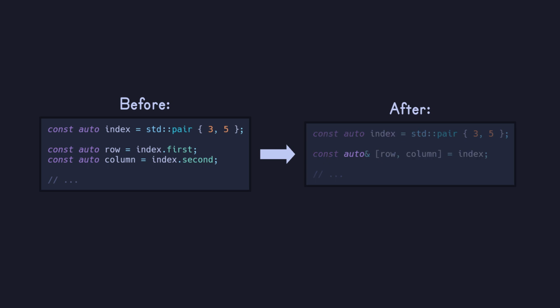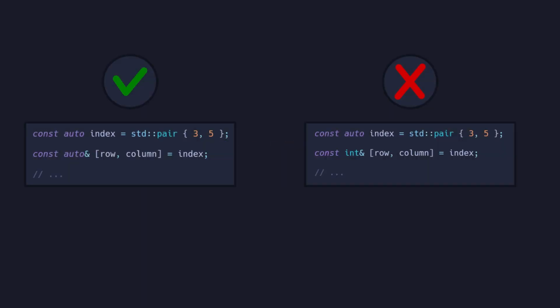We start with auto, along with any const or reference qualifiers, followed by our variable names between square brackets, and then finally we assign some piece of data. Note that the use of the auto keyword is a requirement. For example, we can't use an int here, despite all variables being integers. Now that we know how to use them, let's take a look at when we would use them.